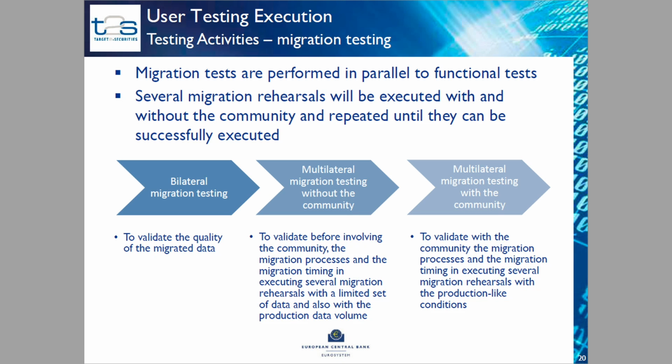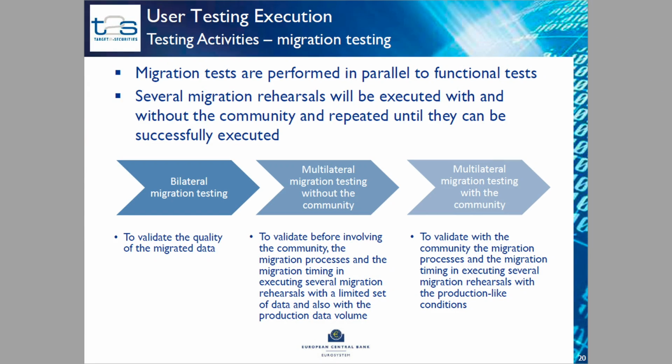Bilateral in the meaning, again, that the CSDs and central banks send their files to the Eurosystem, the Eurosystem will process them, and we see that everything functions until the point where there becomes a dependency already with a third party, with another CSD or a central bank. The aim of the bilateral migration testing is to really validate the quality of the migrated data, how the data will come from the internal system to T2S. Once this is agreed, that everything functions properly and everyone is happy with the results, we move on to the next phase, which is the multilateral migration testing without the community.